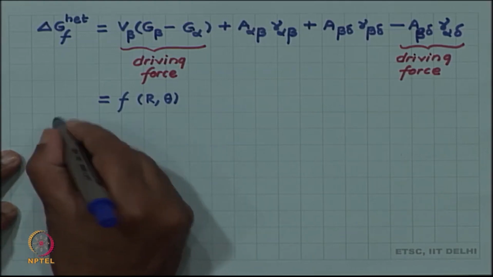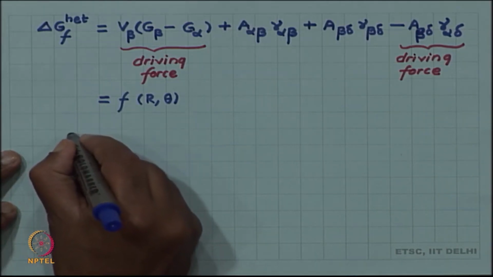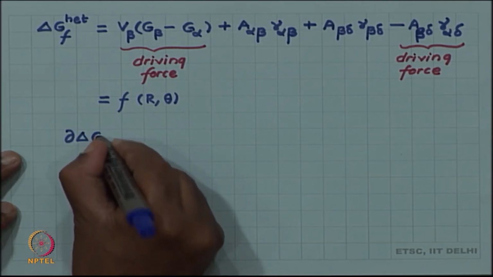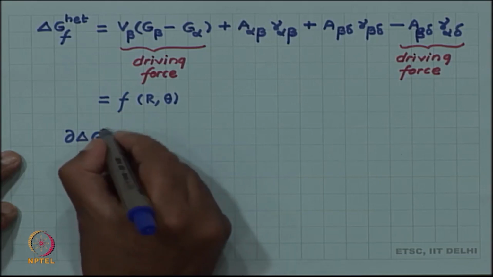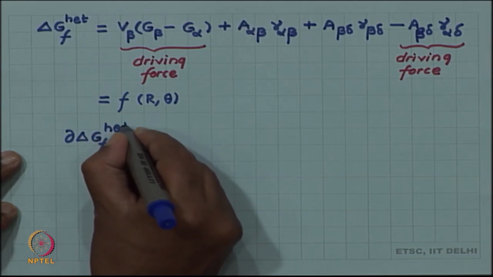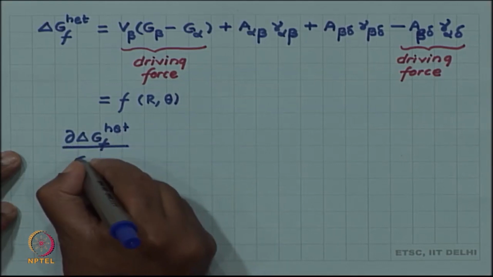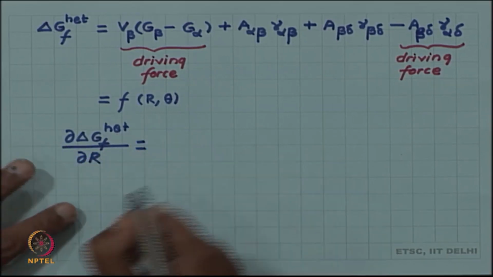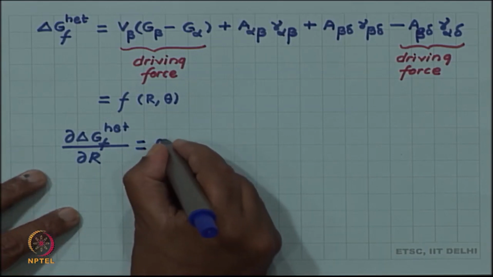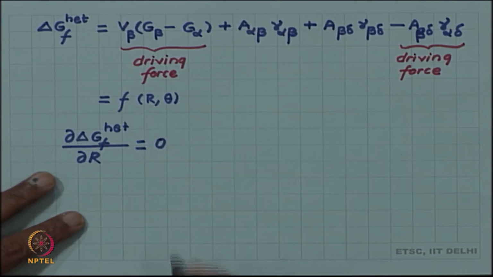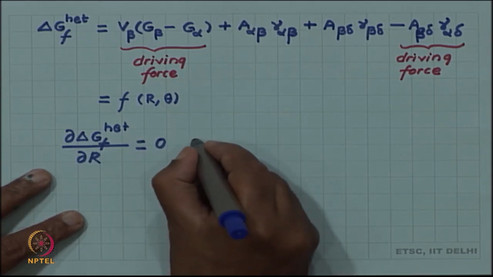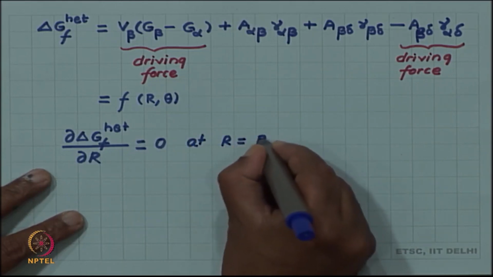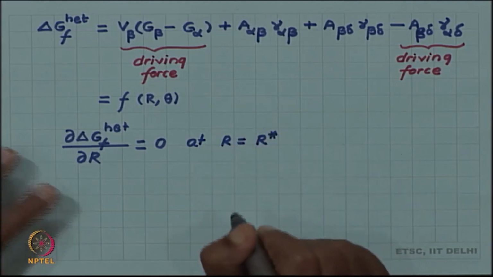So, we will find that this variation again is somewhat similar to the homogeneous nucleation, and we can get the critical nucleus size by a similar condition that d delta GF heterogeneous by dr is equal to 0, at r is equal to r star.